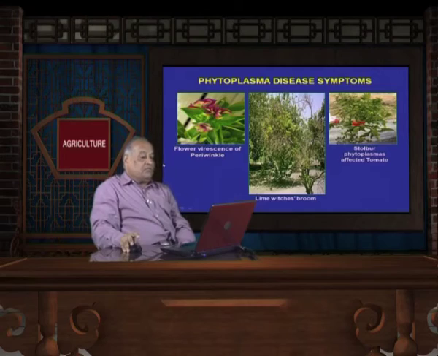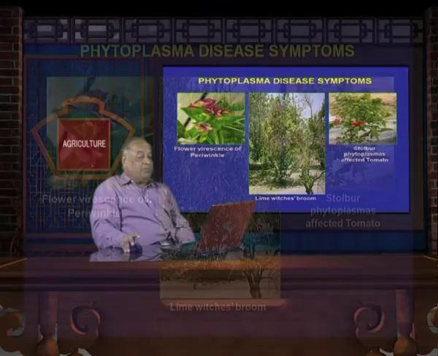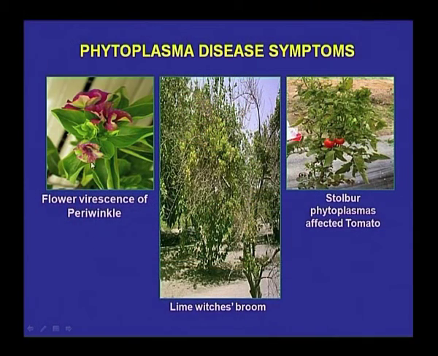Then this is the flower virescence of the periwinkle. Actually, virescence is a simple phenomenon which shows that in place of the normal color, the green color is dominating in these affected plants. Here you see the periwinkle plant is having this purple color which is being turned into the green color, green patches are seen. It is a virescence of the periwinkle due to the Mycoplasma.